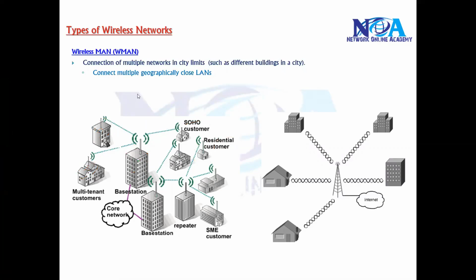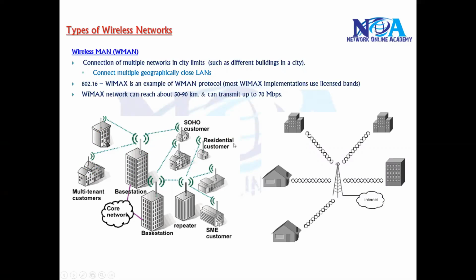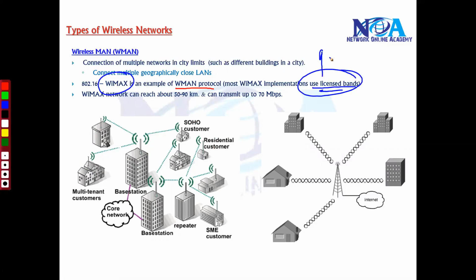Now, mostly this is going to connect multiple LANs with the help of wireless. One common example is WiMAX, which is one kind of wireless metropolitan area network. WiMAX is commonly used, and it uses a licensed band. License means that in order to generate this radio frequency signal, we need to get a license from the local telecommunication authority.